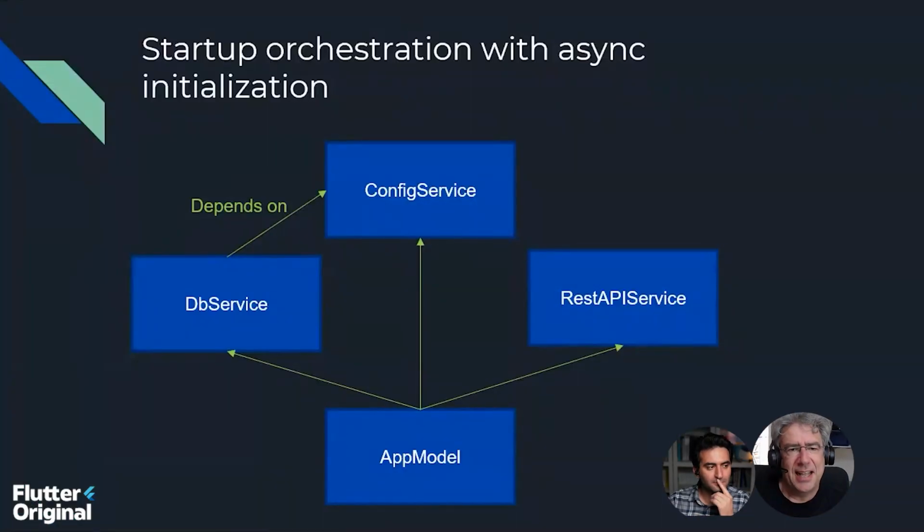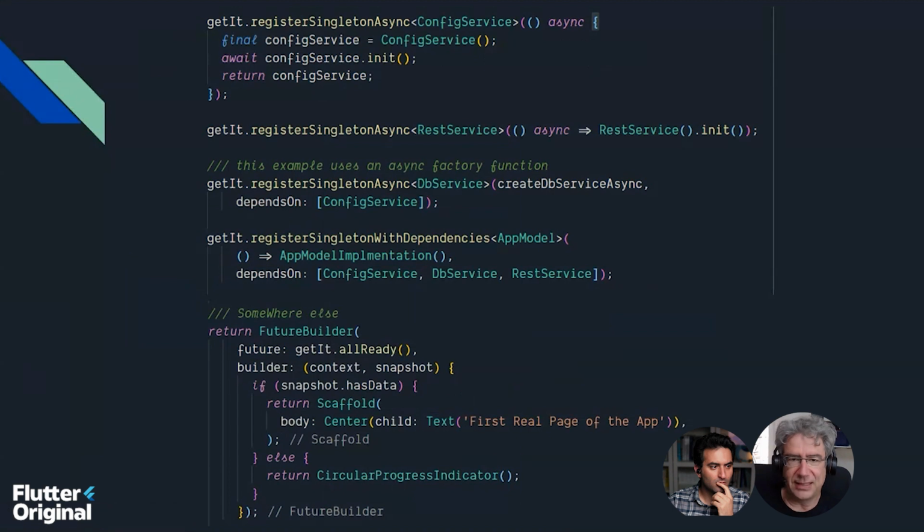So imagine we have this situation here. We have an app with some config service, a database service, a REST API service, and an app model, and they depend on each other. The database service needs to be sure that the config service is ready before it accesses it the first time, and the app model needs all of them ready before we can continue. How do we do this? We do this in the following way. Oops, too many monitors. So in this case, I use the register singleton async function.